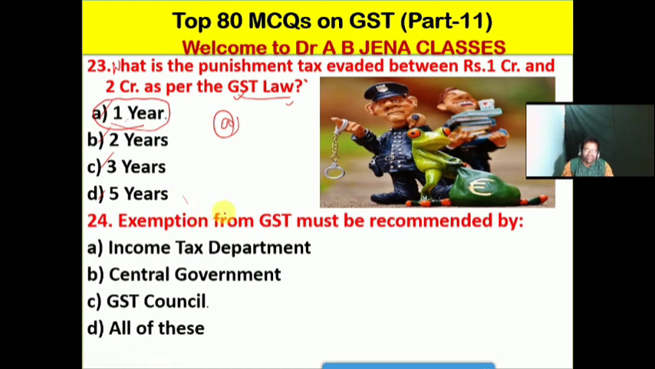So next one, exemption from GST must be recommended by whether A, income tax department, B, the central government, C, the GST council, D, all of these. No doubt, friends. So C is the right option for this MCQ. Exemption from GST must be recommended by the GST council.